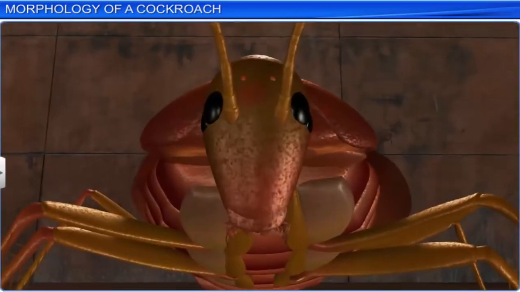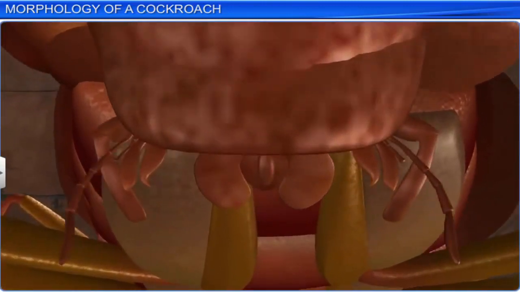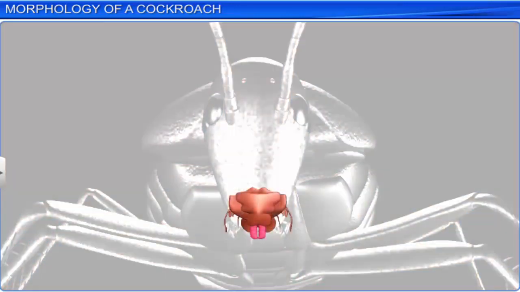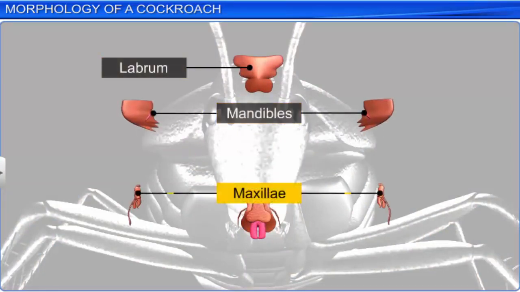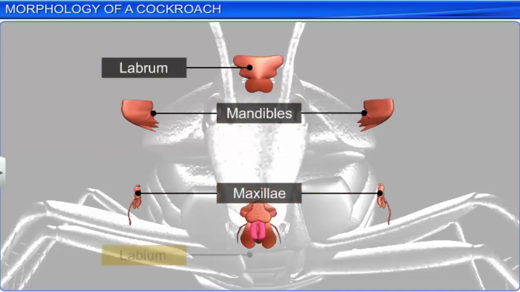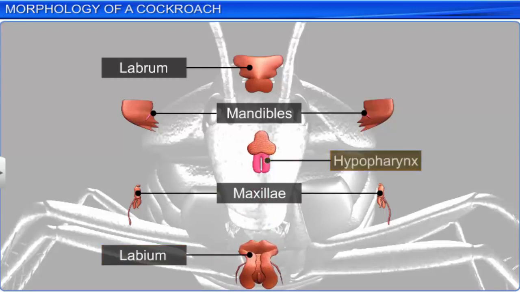The anterior end of the head bears mouth parts, which are of biting and chewing type. The mouth parts consist of an upper lip or labrum, a pair of mandibles and maxillae, and a lower lip or labium. Additionally, cockroaches also have a hypopharynx, which acts as a tongue and lies in front of the labium.